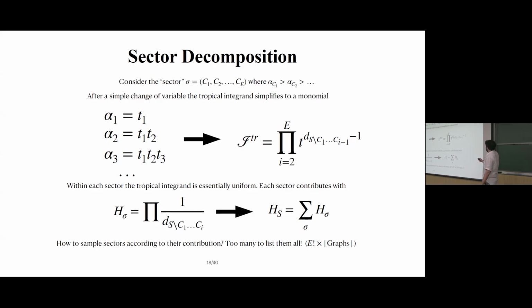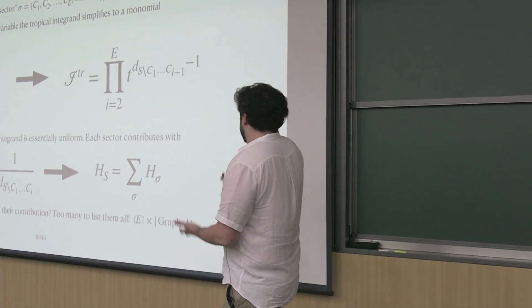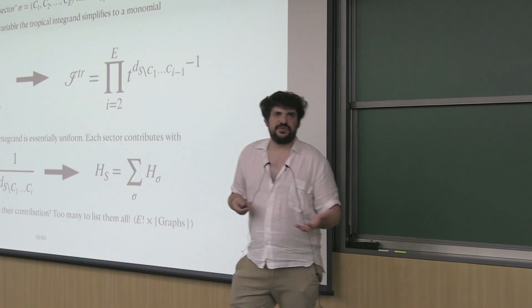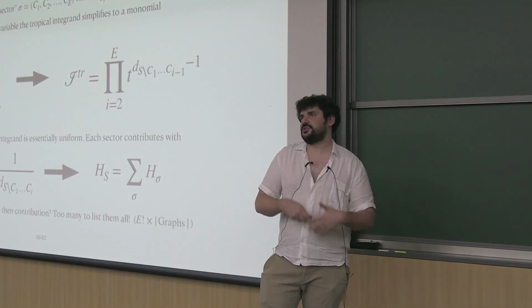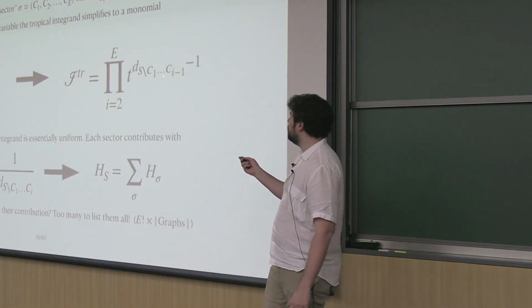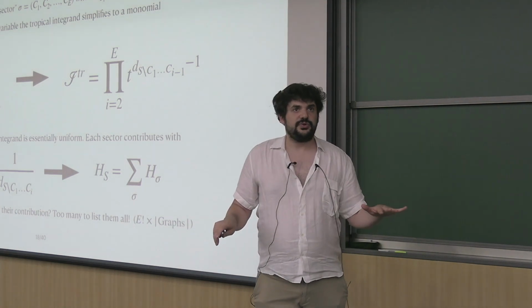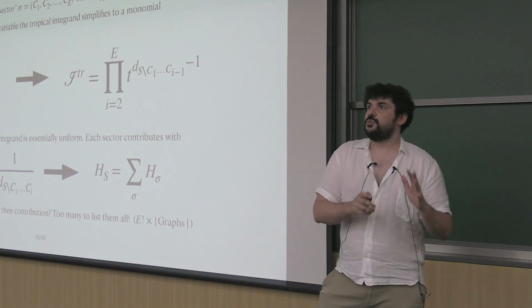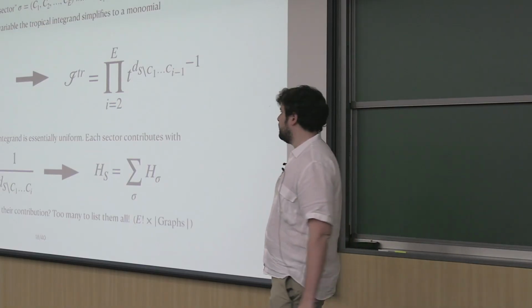In the new variable, it will look like t raised to the superficial degree of divergence of the surface that you obtain cutting along the curves in the order in which they appear. Okay, this is a monomial, so modulo changing variables, going to the logarithmic variables and perhaps rescaling the logarithm, this is essentially a uniform distribution. So in this sector, we know how to sample from the tropical integrand.